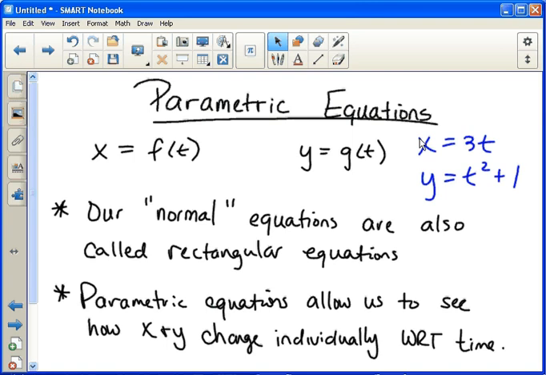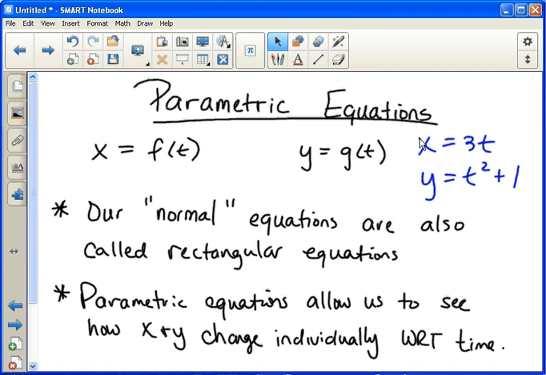So first of all, one thing you may see in some of your textbooks is the word rectangular, like they might say convert from parametric to rectangular. Rectangular is just the normal type of equation you've been working with since you were in middle school, or probably before that. Y equals 6x squared plus 4x, or something like that. Y is a function of x. That's the normal rectangular form.